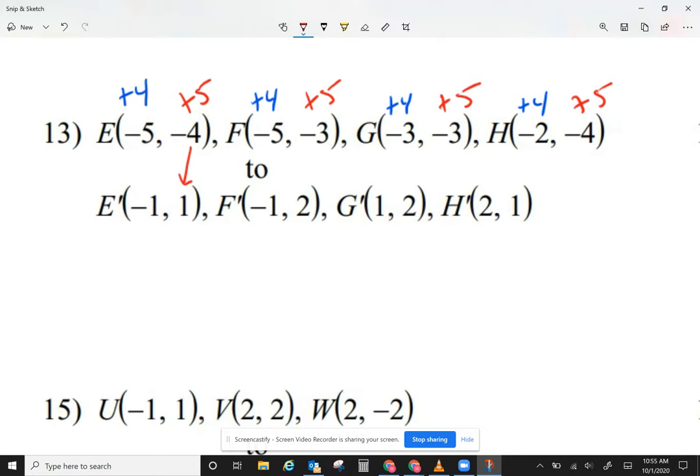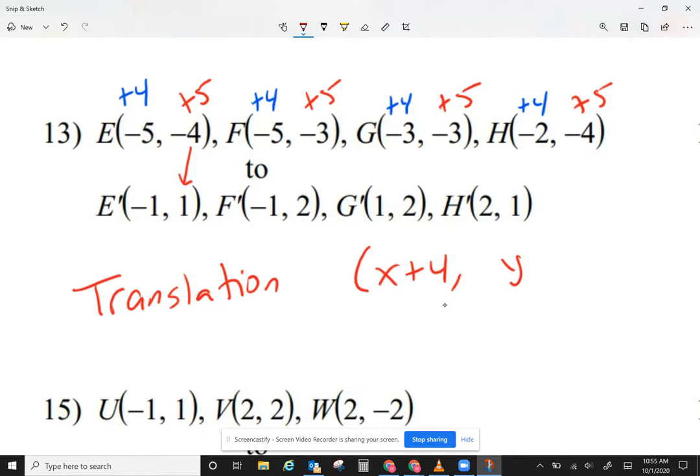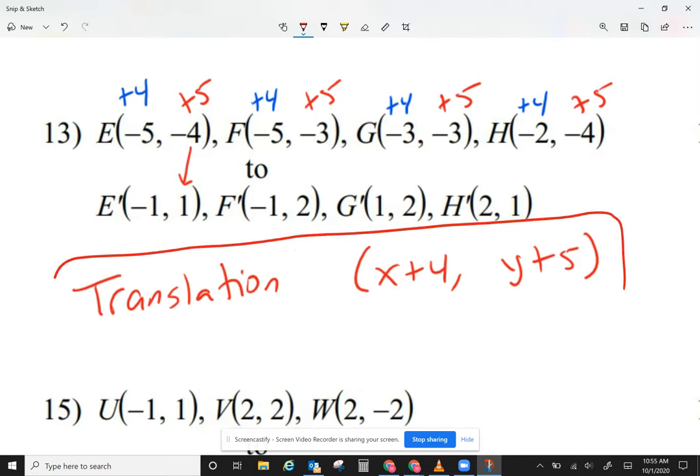So the rule for this, I'm going to write translation. I'm going to identify this as translation. And then I said on the x value, I went x plus 4. On the y values, I went y plus 5. And that's all I'm going to do.